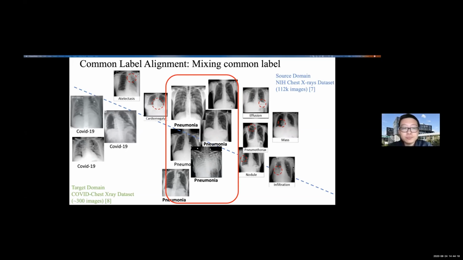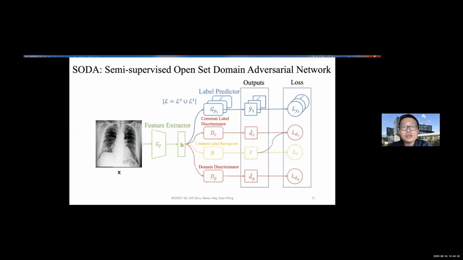Besides, our experiments show that common label alignment also helps to distinguish COVID-19 and the common pneumonia in the target domain. Here, we present the overall architecture of SODA, which comprises 4 parts: feature extractor GF, label predictor GY, domain discriminator DG, and our 2-level alignment component consisting of common label discriminator DC and common label recognizer R, each of which will have probability outputs and losses.